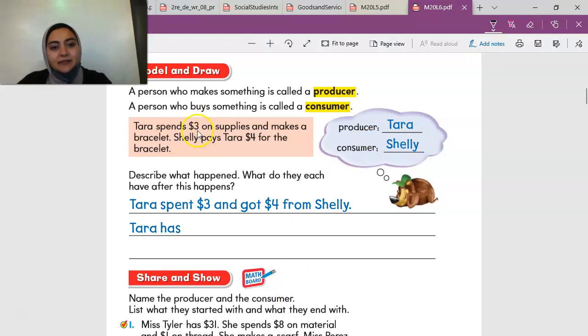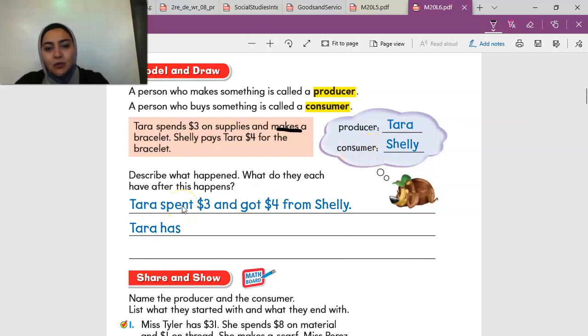So Tara spends $3 on supplies and makes a bracelet. Shelly pays Tara $4 for the bracelet. Who's the producer? Who's making the bracelet? Okay. Tara is the producer. She's making the bracelet. It says Tara spends $3 on what? On supplies, not the bracelet. She's buying supplies to make the bracelet. Keep reading. And makes a bracelet. So the person making is the producer, Tara. Shelly pays Tara $4. So who's paying? Who's buying it? Shelly is. So Shelly is the consumer.